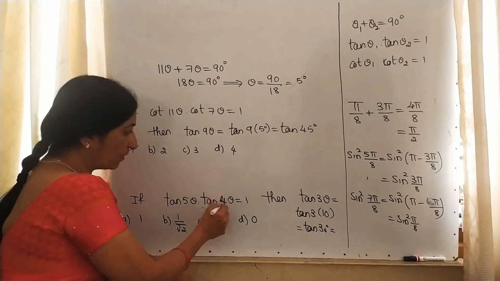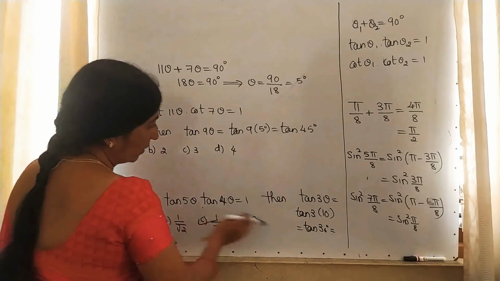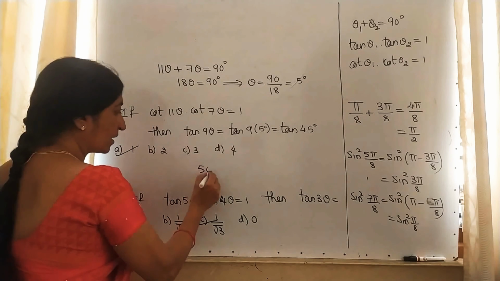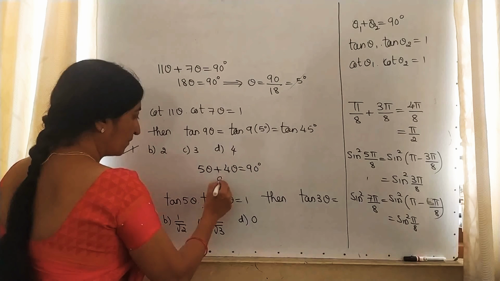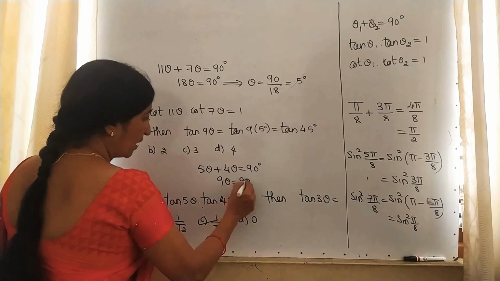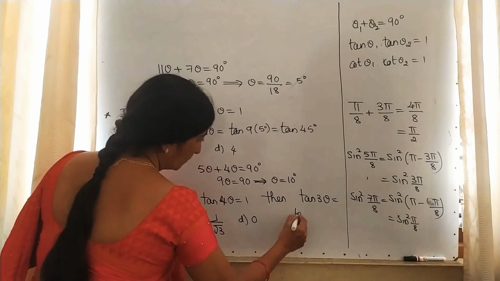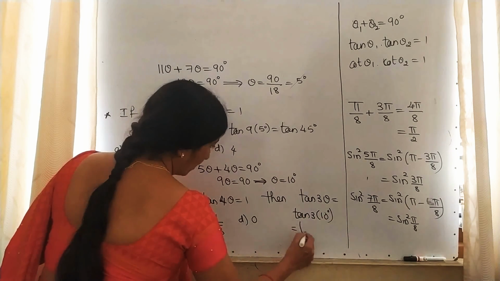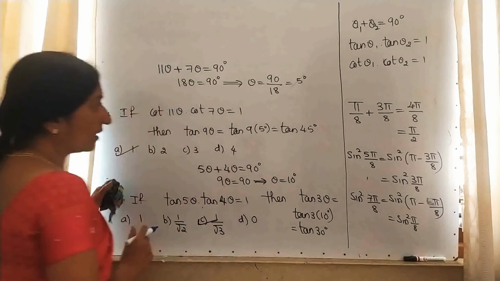Here also we have the same method. See, tan 5 theta into tan 4 theta is 1. That means indirectly it is given as 5 theta plus 4 theta is 90 degree. 9 theta is 90 degree implies theta is equal to 10 degree. It is tan 3 into 10 degree, that is tan 30 degree. Tan 30 degree is 1 by root 3.